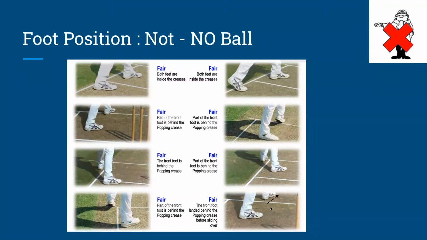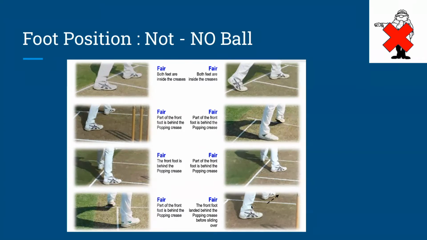If you look at the last picture on this one, the guy actually landed inside with some of the foot forward, but by the time he delivered the ball, the foot slipped. And this happens a lot when you are playing on turf pitches. And that's typically not a no ball. What matters is where the foot first landed and whether any part of the foot was behind the line, right?